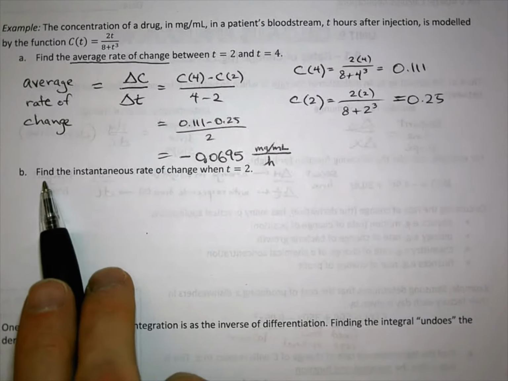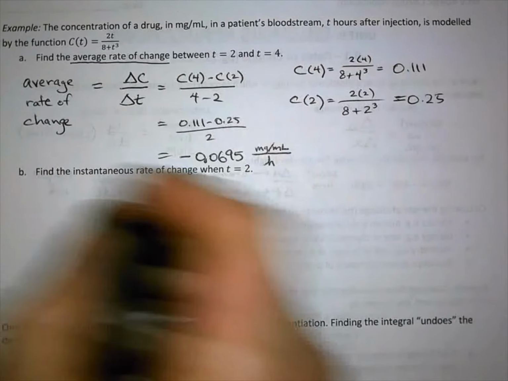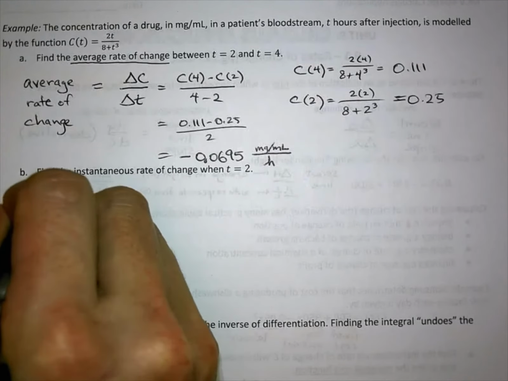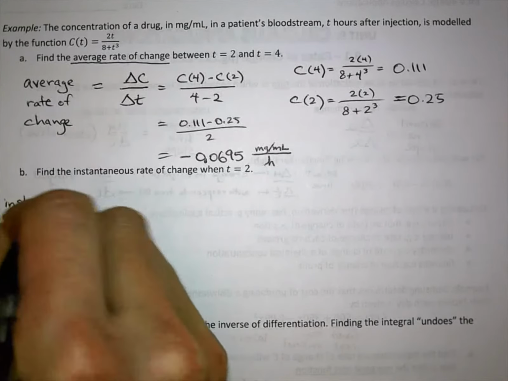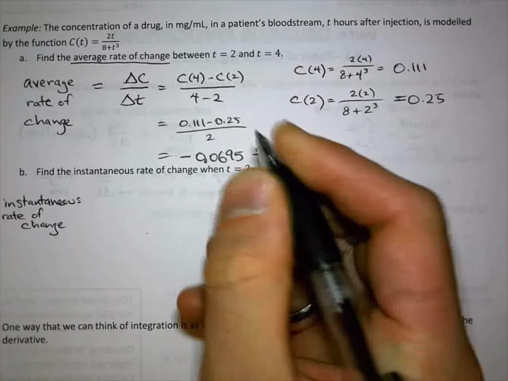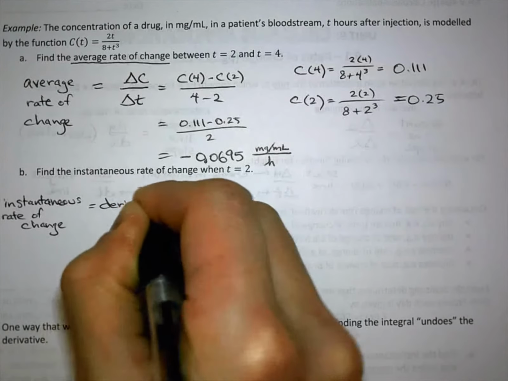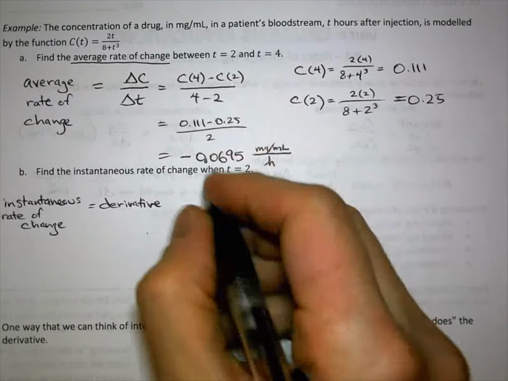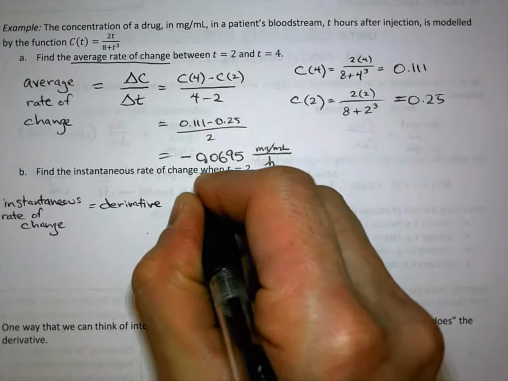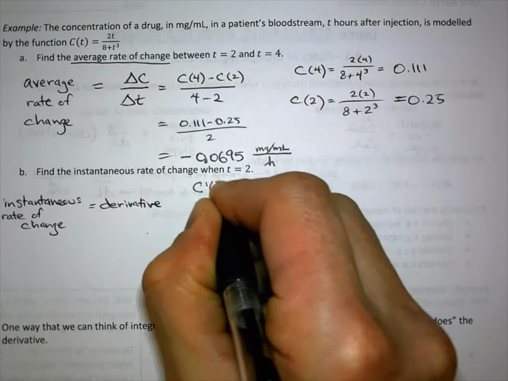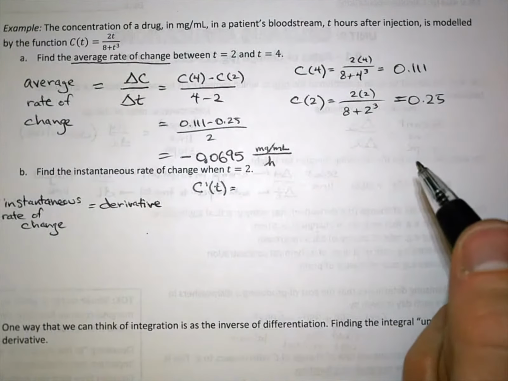Now what if I asked you what's the instantaneous rate of change at t equals 2? Well, to do this, as soon as I see instantaneous rate of change, that is the derivative. Right? So I'm just going to write it up here. I'm going to cram it a little bit because I have a bad feeling about this derivative. So the derivative of this concentration, unfortunately, is going to require the use of quotient rule.